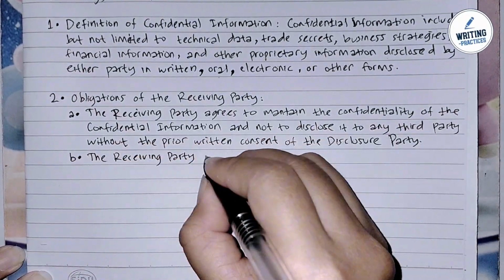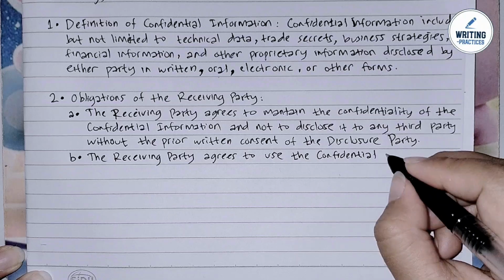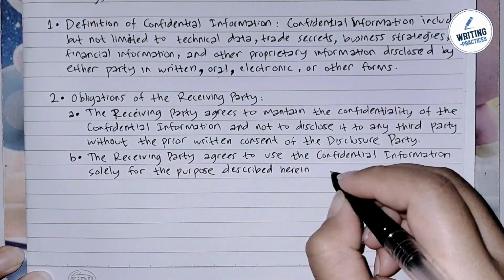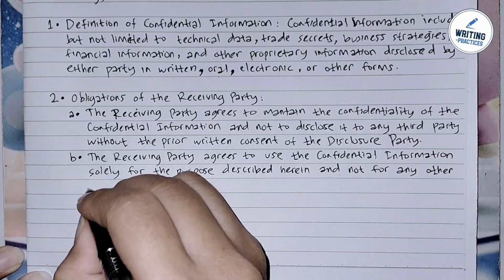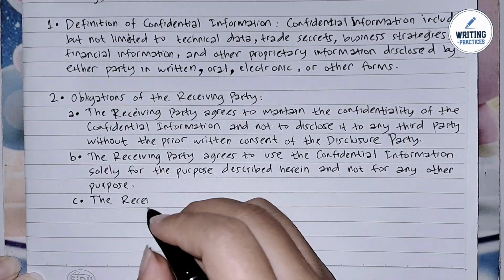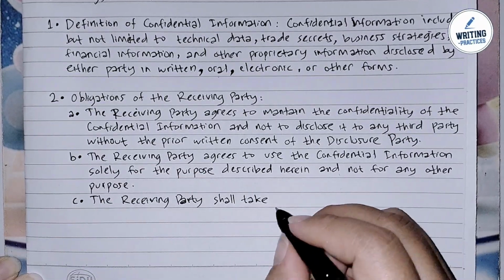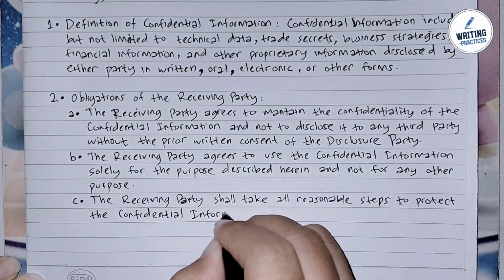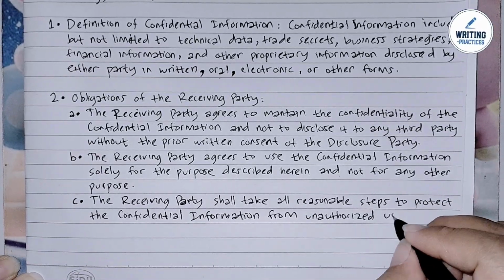Point B. The receiving party agrees to use the confidential information solely for the purpose described herein, and not for any other purpose. Point C. The receiving party shall take all reasonable steps to protect the confidential information from unauthorized use or disclosure.